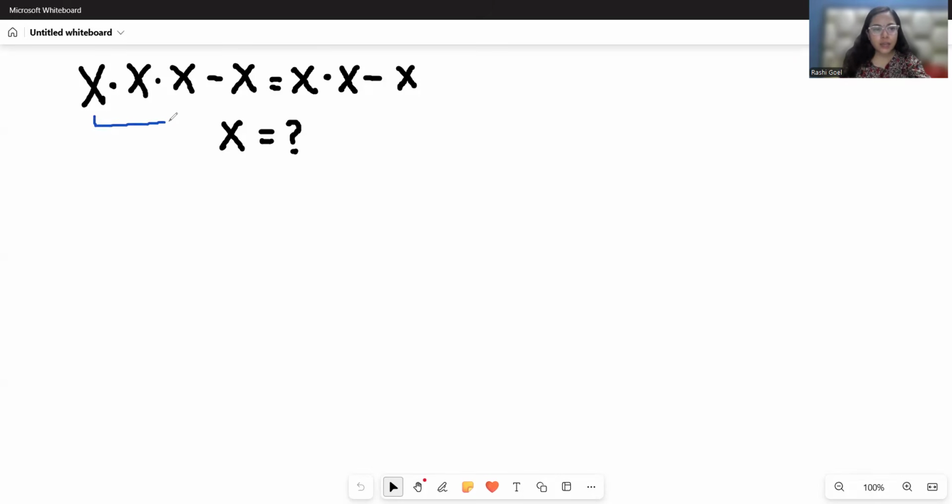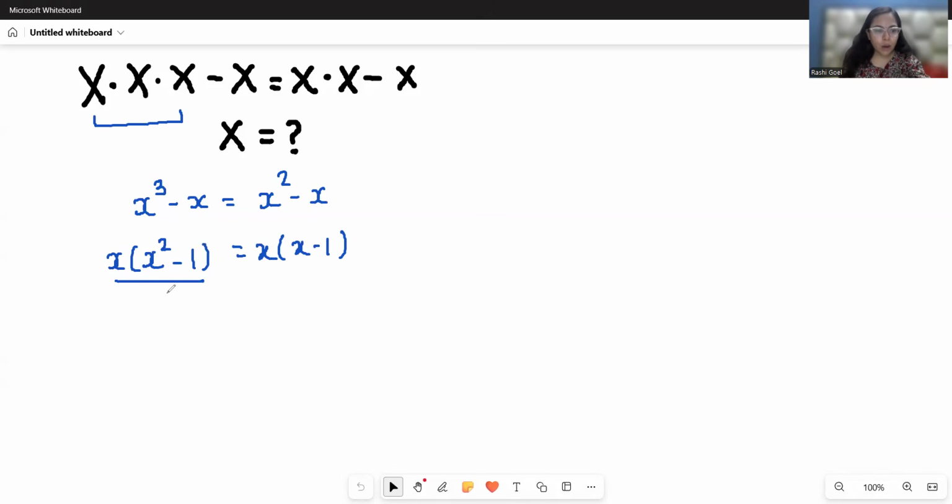So this x times x, we can write x cubed minus this x, equal, and x times x is x squared minus x. Now if I take x common, what becomes x squared minus 1. Similarly, x common from here also, so x minus 1. Now I'm going to divide both sides by x, so this will cancel out. So here x squared minus 1 equals x minus 1.